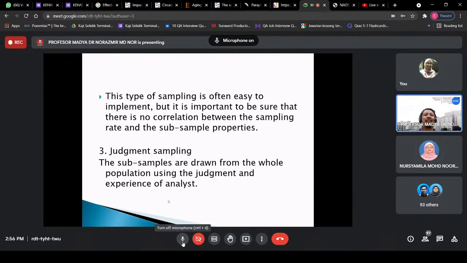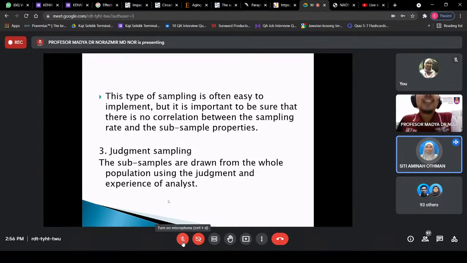So, judgment sampling, for example, from the legs. From the? Legs. Taking the sample from the legs. Okay. What type of sample do you want to take from the leg?